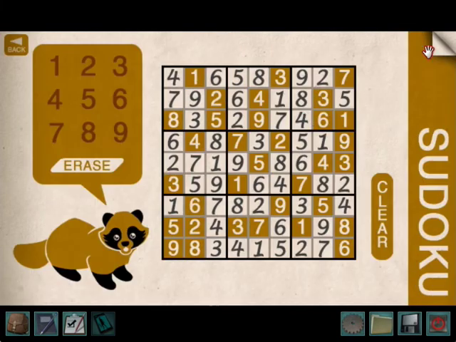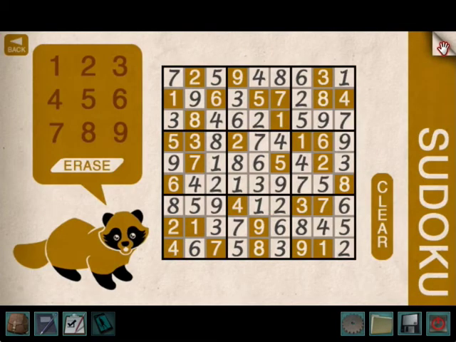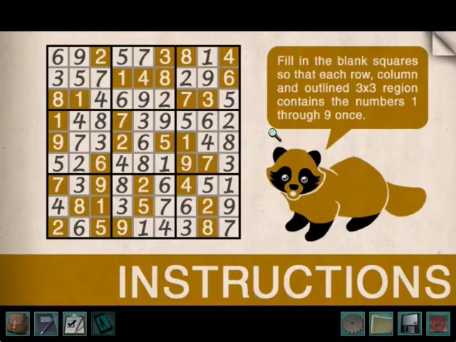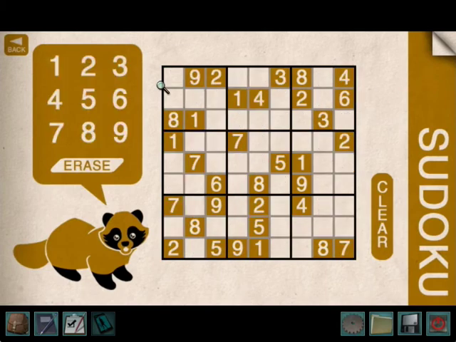Sudoku time. Oh, no. Alright, Sudoku number 4. Let's see. That has to go there. This could go on. No, that has to go there. I forgot about that one. This goes up there. All the ones are in.